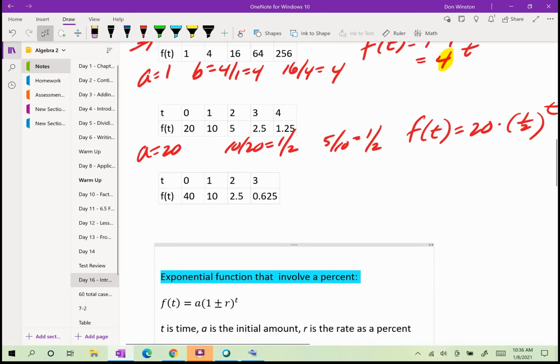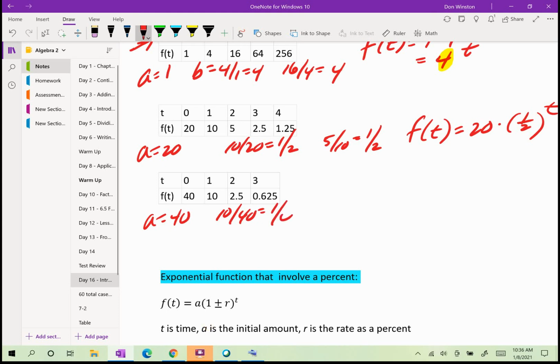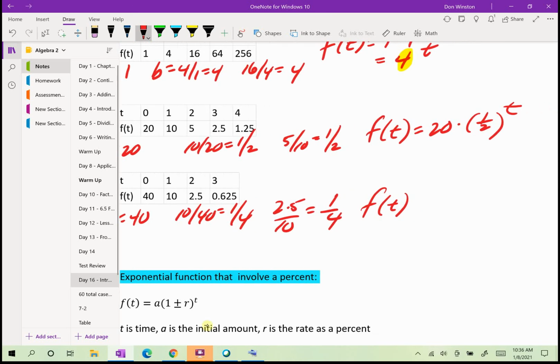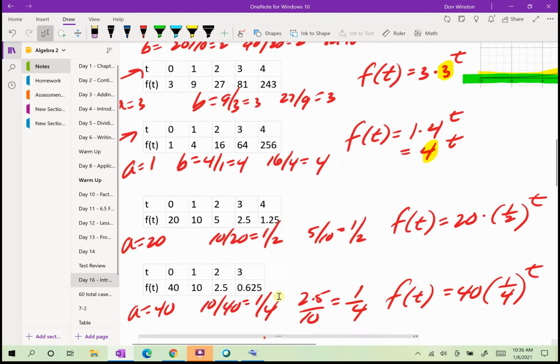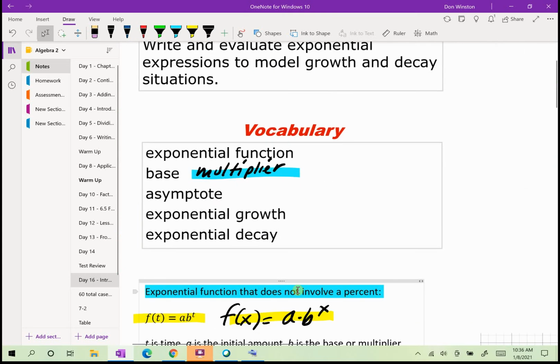And then here, again, I have a table at time 0. F of t is 40, so a is equal to 40. And then if I take 10 divided by 40, that's a fourth. If I take 2.5 and divide it by 10, that's a fourth. So my function will be f of t is equal to my initial amount, which is 40, times my multiplier 1/4 raised to the t. And that would be decay as well. Okay, so we started with the vocab here. And how do you recognize exponential growth? As long as the multiplier, or b, is greater than 1, we have growth.